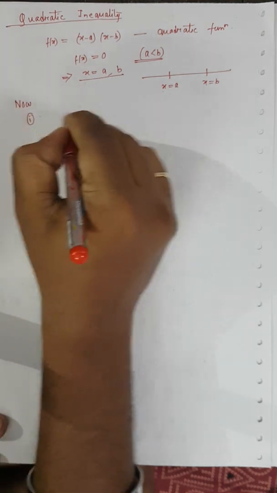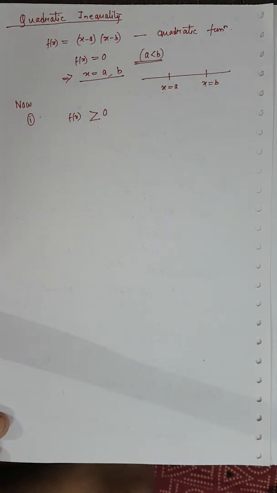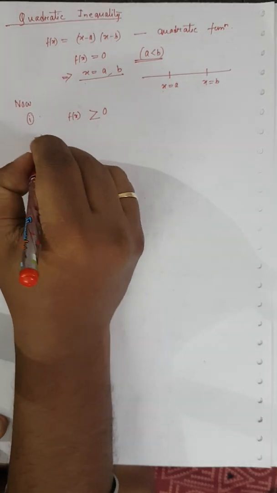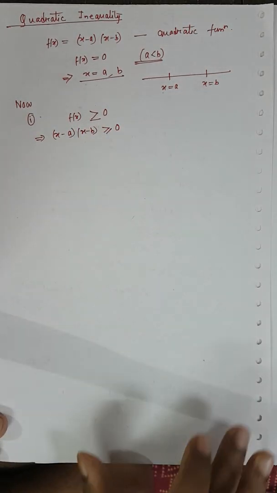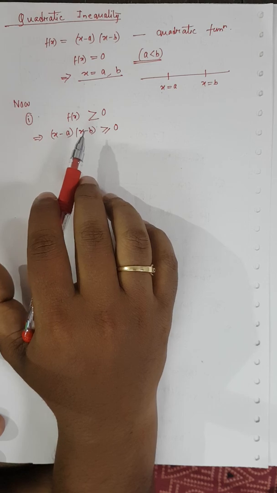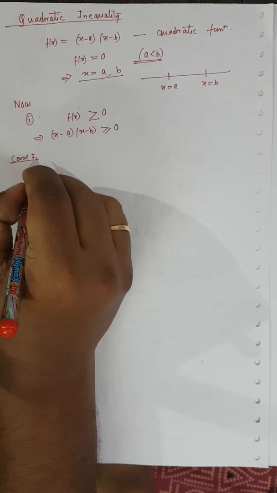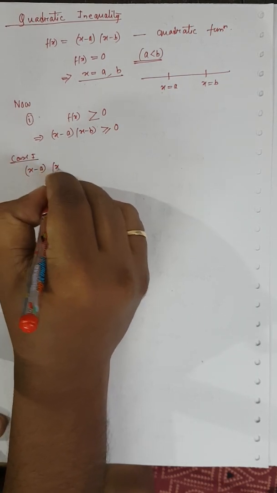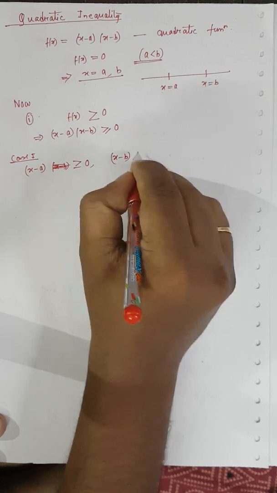Now, if you are given number 1, f of x is greater or equal to 0, that is, find the set of values of x for which the function (x minus a) into (x minus b) is positive or equal to 0. So we know that the product of two factors is positive when both of them are positive or both of them are negative, that is, they are of the same sign. So your case 1 will be when x minus a is positive and x minus b is also positive.